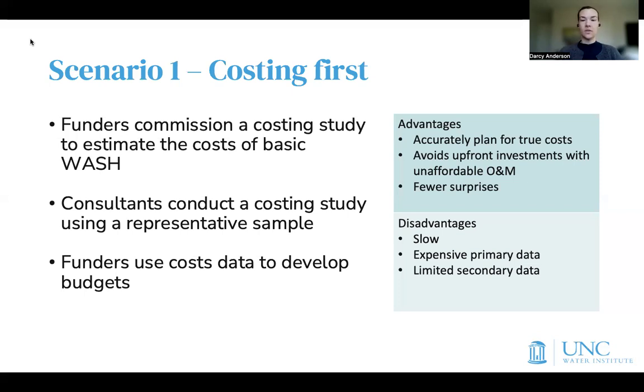Some of the advantages of this approach: it tends to be more accurate in order to plan for true costs because there's that upfront time spent to gather some data. It can help avoid upfront investments where the operations and maintenance is unaffordable down the line. And there tends to be fewer surprises about what you're buying, how much it's going to cost. Some of the disadvantages of this approach: it can be quite slow. Primary data collection is expensive, and there's limited secondary data to do costing studies without being present in the field and doing that primary data collection, which tends to be slow and somewhat expensive.